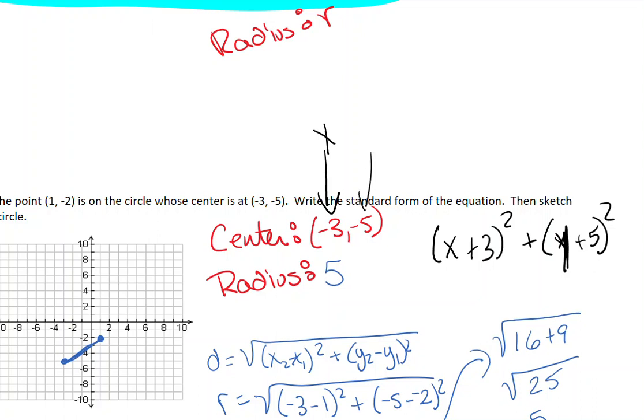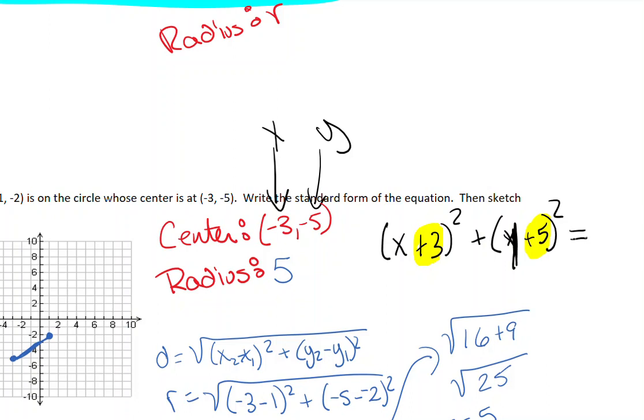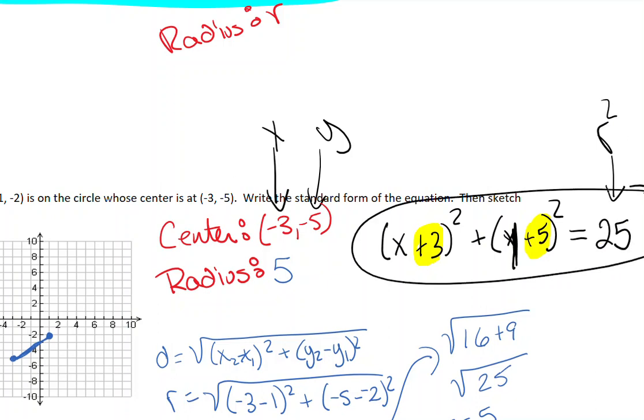So that's all you do. If I have the center, they just get plugged in to these binomials, and that's how you tell where your center is. And then it equals what, guys? Not 5. 5 squared, because it's r squared, which will be 25. So this is my equation right there. Now, if I was given the equation, I could pull out the center, correct? I would say -3, -5. And then I take the square root of 25, which is 5, which is the radius.